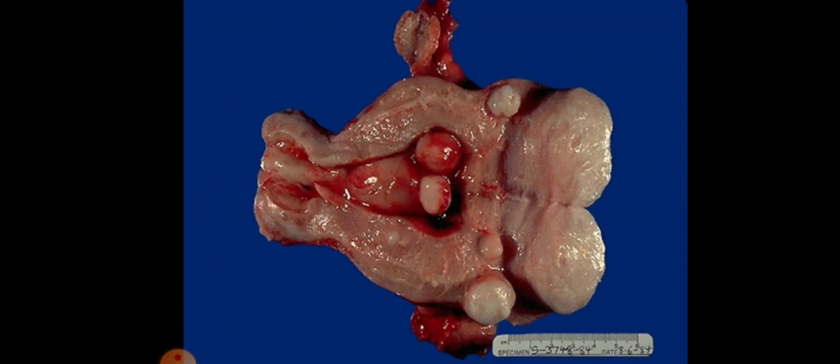This is the gross specimen of the cut section of the uterus. In the section you can see, going from inward to outward, one is the submucosal fibroid. The one you can see in the myometrium is the intramural fibroid, and on the outermost side you can see the subserosal fibroid.